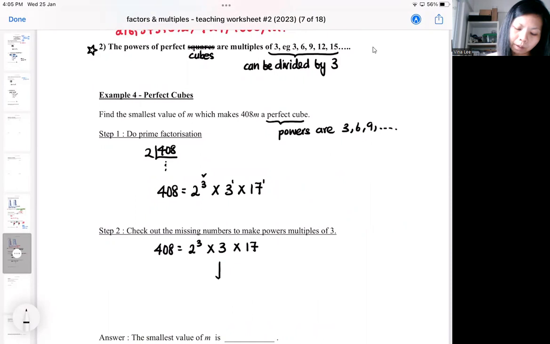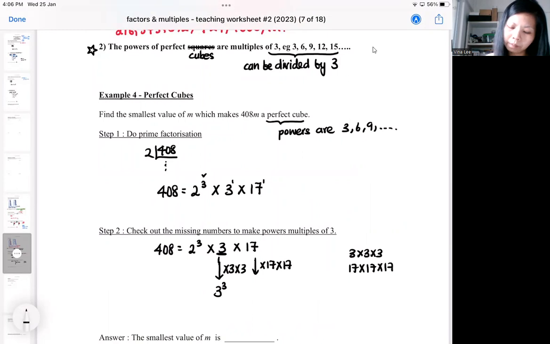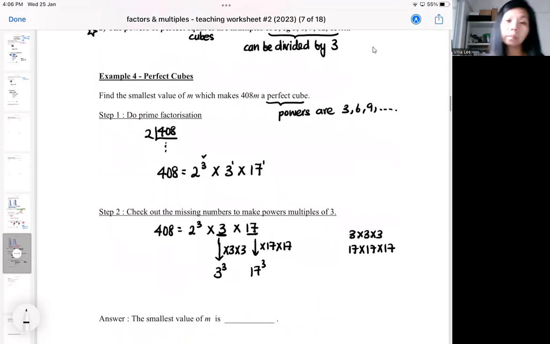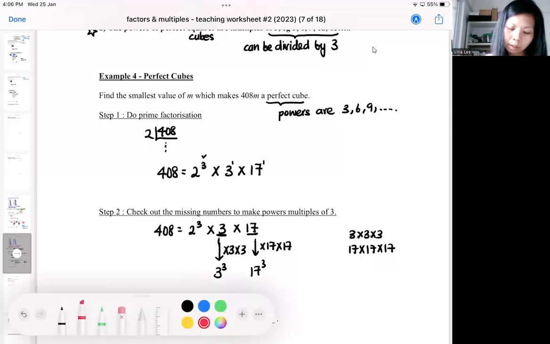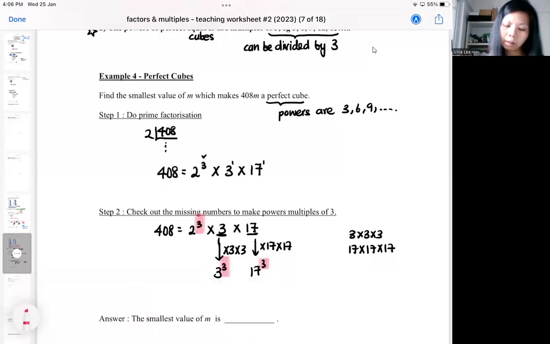So how am I going to multiply? I'm going to multiply 3 times 3. So 3 times 3 times 3. I got a 3, I multiply 2 more 3s, I will get 3 cubed. I multiply 17 times 17. Then I will have 17 times 17 times 17. From the original 17, you multiply 17 and 17. So you actually get 17 cubed. So eventually, the powers are all multiples of 3.